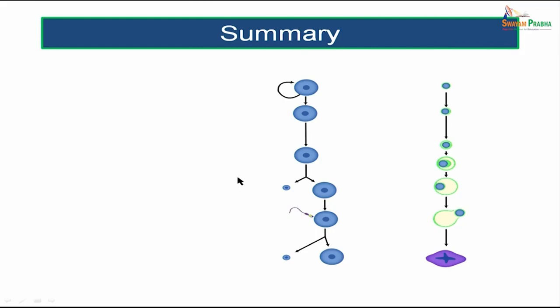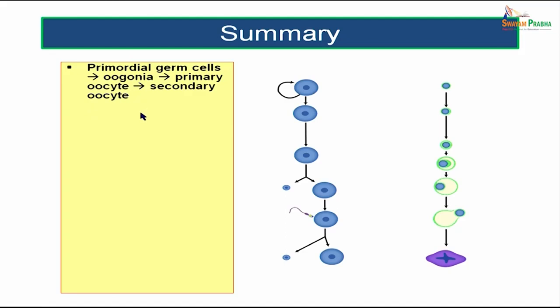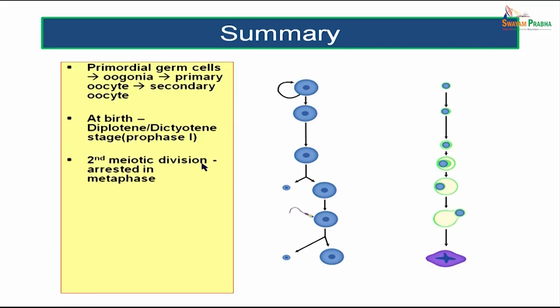It's time for us to summarize the events happening during oogenesis before moving on to spermatogenesis. What are the events happening during oogenesis? We have the primordial germ cells in the walls of the yolk sac, which shift their position into the developing gonads. Then you have the formation of oogonia, which get converted into primary oocyte and secondary oocyte. At birth, what is the stage of the oocyte? It will be in the diplotene stage or dictyotene stage of prophase 1, and the second meiotic division will be arrested at metaphase just before ovulation. This will be completed only during fertilization.